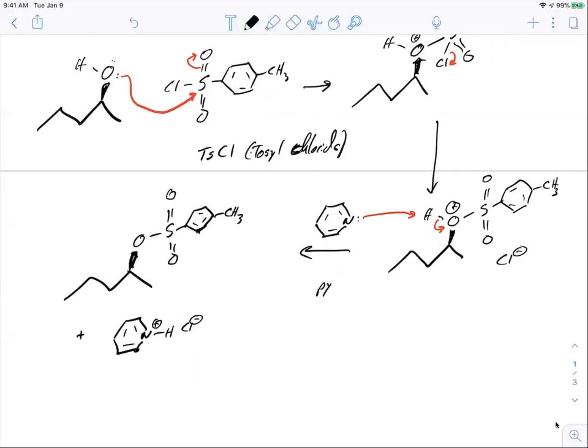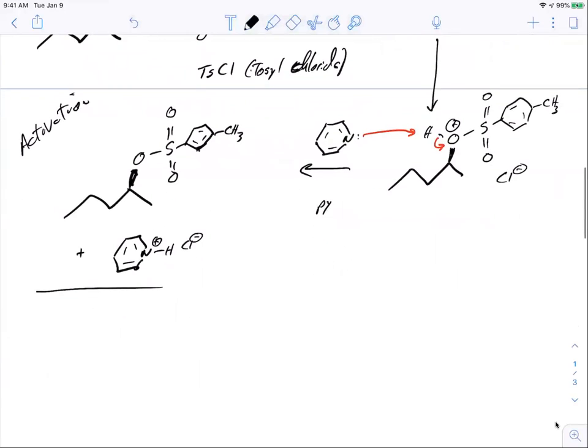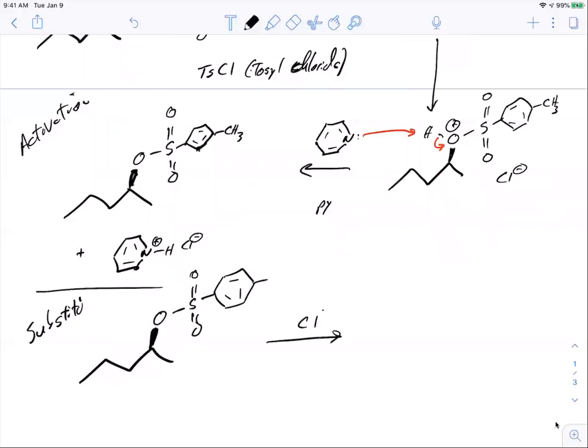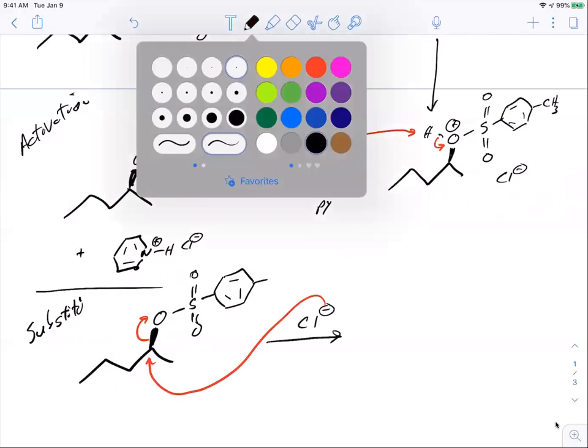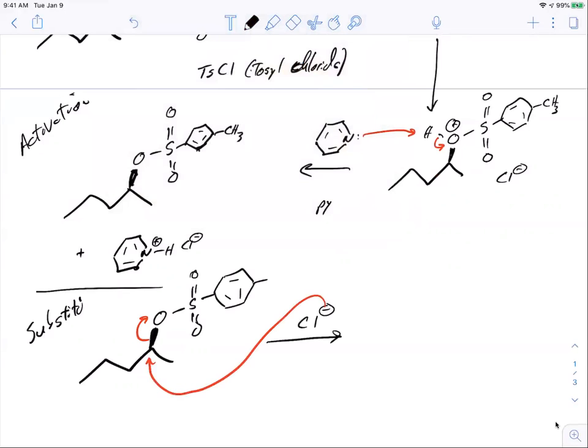Once we have that formed, then in another reaction, so this is the activation step. This next step is then going to be the substitution. So we take that activated alcohol group, which is now the sulfonate ester, and then we get an SN2 type reaction. This is a good SN2 style leaving group. It's big and polar.